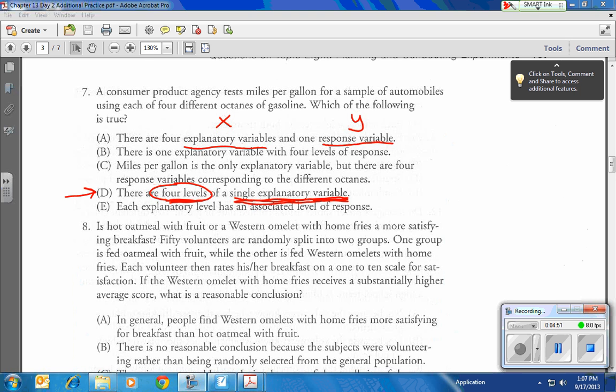Let's kind of go through these. You see, so it's not 4 different variables. B, there is 1 explanatory variable, now, with 4 levels of response, makes it seem like there are 4 different y values. And I don't know, that can kind of be justified because each explanatory variable, each level of x will have a level of y.